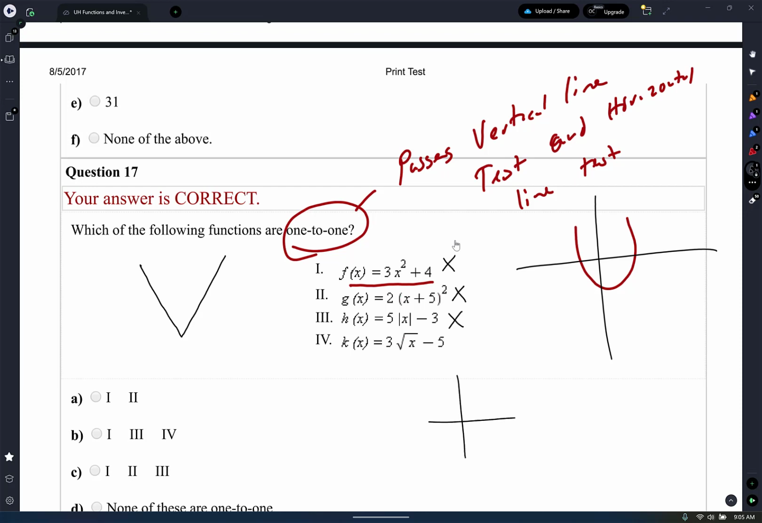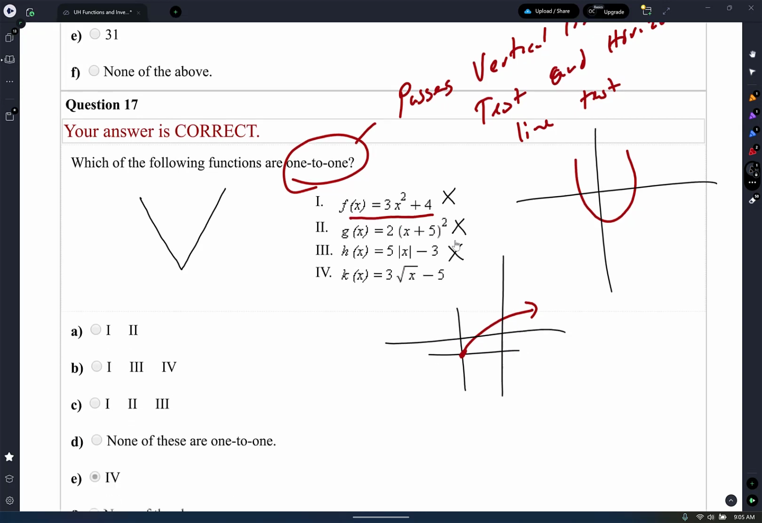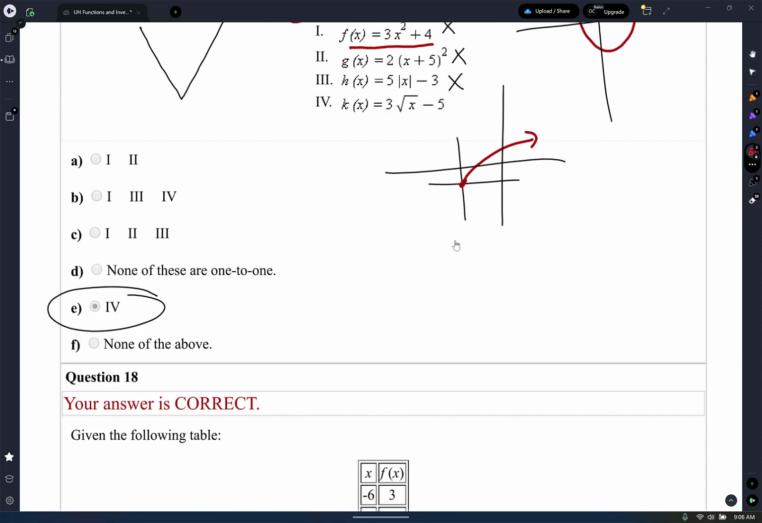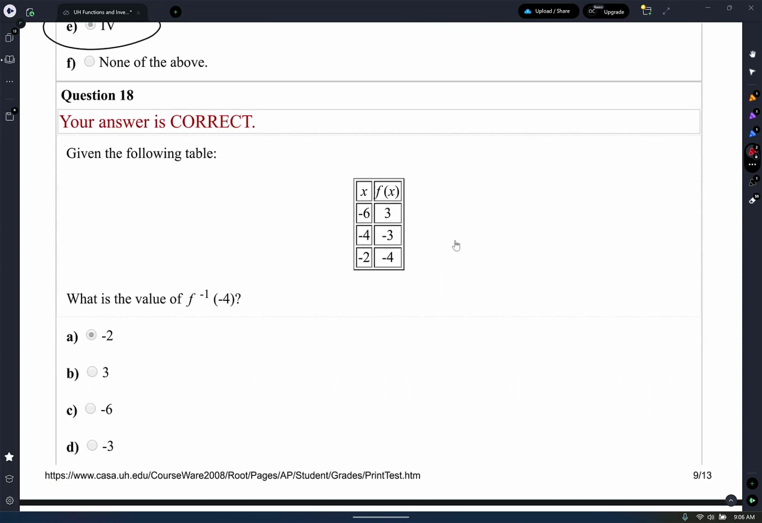All square root functions look like this. Is that one-to-one? Yes, that one is. It passes the vertical line test and it passes the horizontal line test. It only crosses it once on each. So just Roman numeral number 4. Cool? All right. This means inverse.